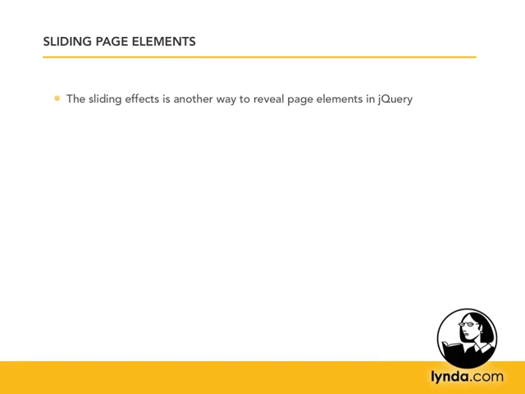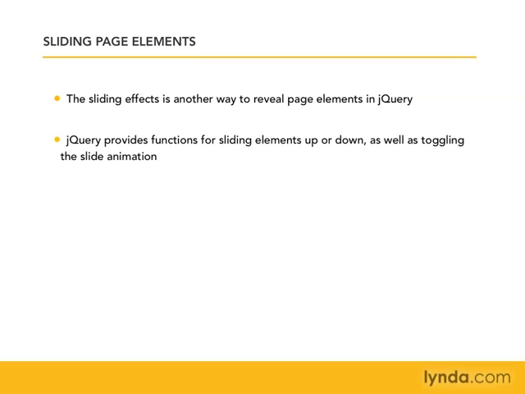The sliding effect is yet another way that jQuery gives you to reveal or hide page elements. These functions are not for sliding things around on the screen, just doing some generic movement. This is for showing and hiding elements, but using a sliding effect. And jQuery provides functions for sliding elements up or down, as well as toggling the slide animation based upon whether things are hidden or showing.